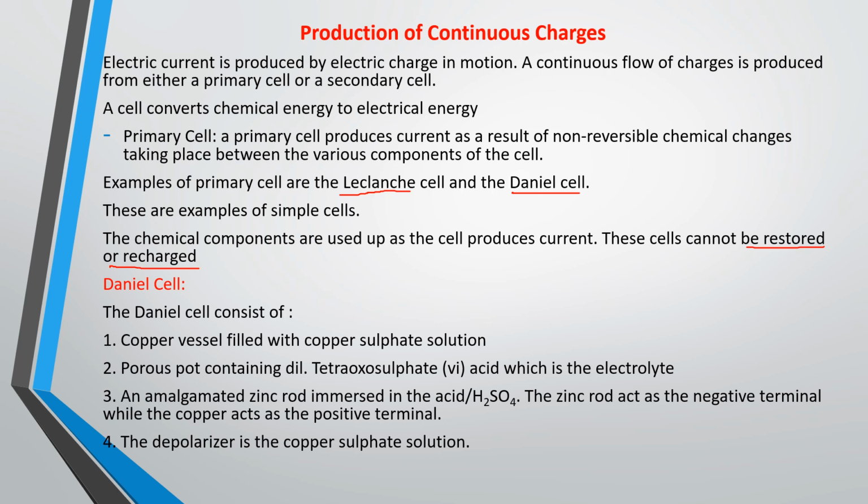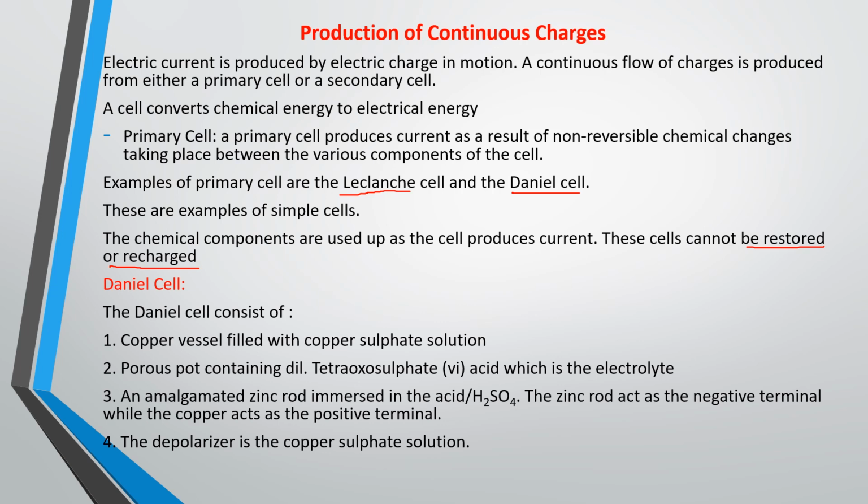Okay, so those type of cells are known as primary cells. That is the battery that you use for your torchlight, the one you use for your wall clock, the one you use for your remote control, and all that. They are examples of simple cells. And once they are used up, you cannot recharge them. Okay, I hope that one is clear.